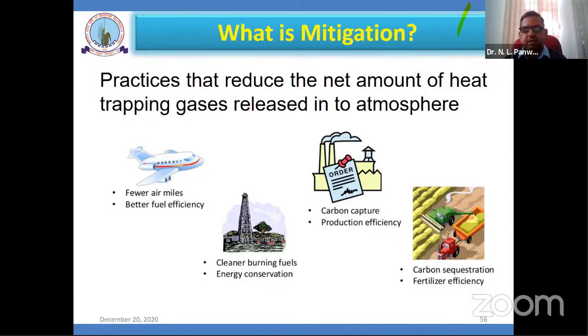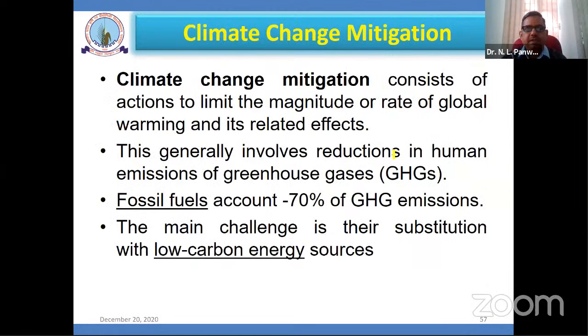As far as the agriculture sector is concerned, we increase fertilizer efficiency and carbon sequestration. If you add biochar or charcoal to the soil, certainly the fertilizer efficiency will increase. So it gives more productivity and reduces the chemical input, and we can capture the carbon, and improve the overall efficiency of our machinery or our product. Cleaner burning of fuel means again you improve energy efficiency. It is your energy conservation as part of mitigation.